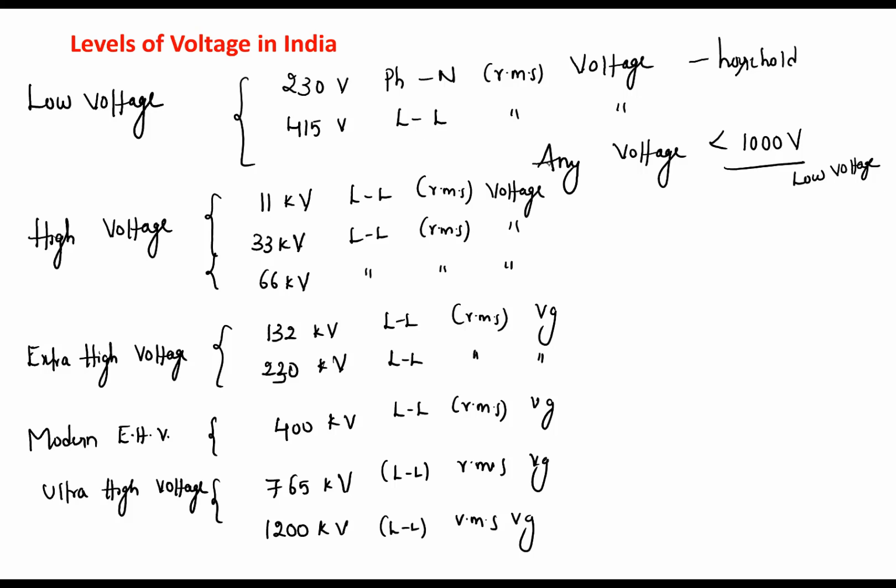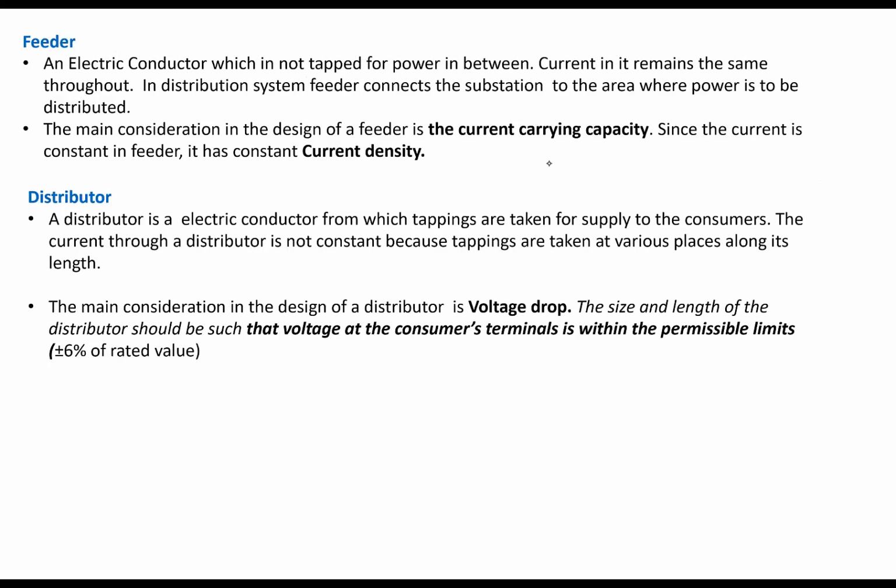Next, we need to understand what a feeder is and what a distributor is. See, a feeder is also a transmission conductor, and even a distributor is a transmission conductor. But why different names come, we have to understand. A feeder is an electrical conductor which is not tapped for power in between.